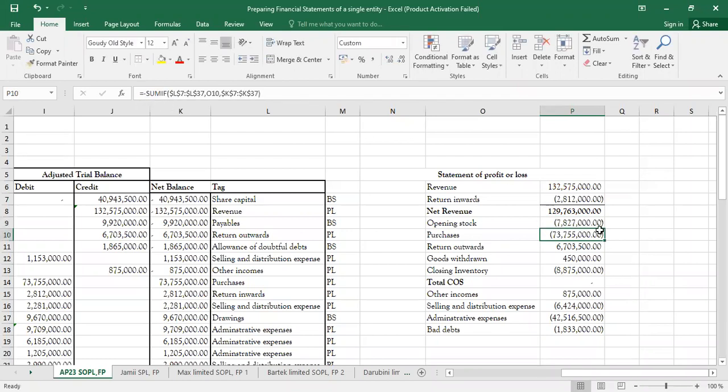So, just simple, this one you understand, isn't it? You see, opening stock we've entered as a negative. You always know cost of sales has opening stock plus purchases, isn't it? So opening stock, if it is negative, plus our purchases in negative, is the same thing. And we come now to return outward, isn't it?